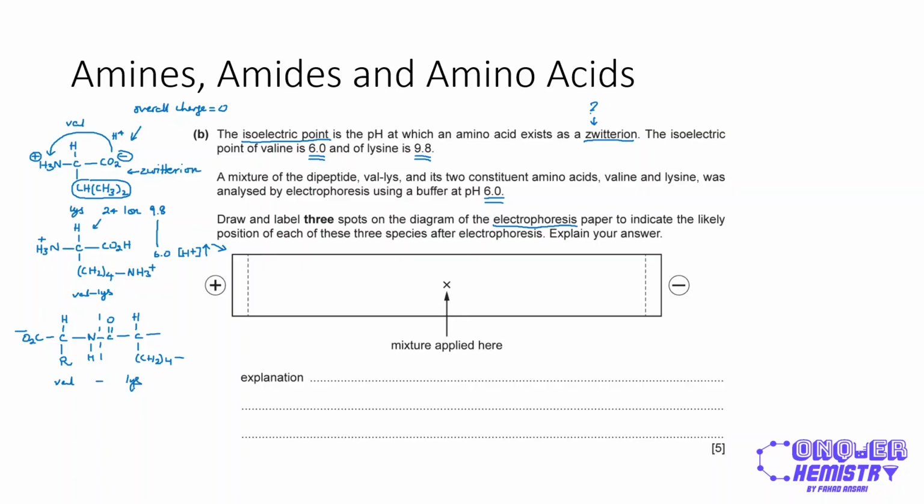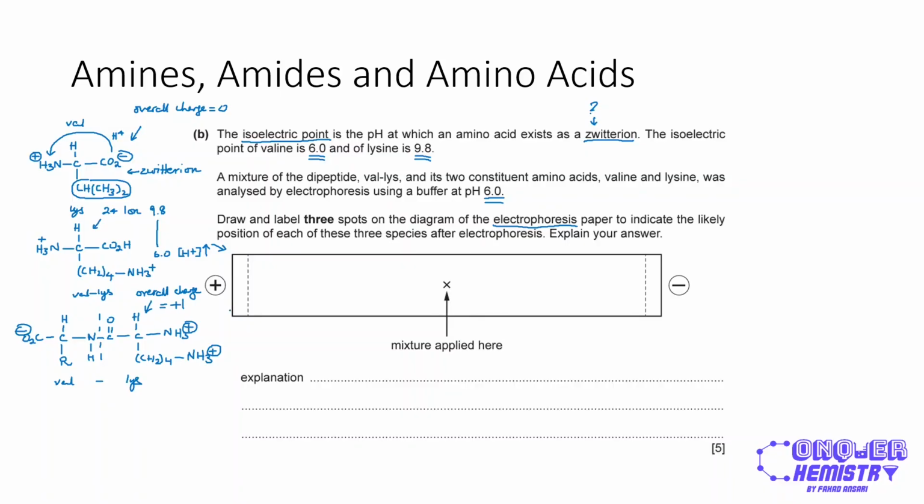Now for the lysine part, we're going to have the lysine existing in the form that it exists as when it's on its own in a buffer of pH 6.0, when its isoelectric point is 9.8. The basic groups will have gained H+, so this becomes NH3 positive, this becomes NH3 positive, and so you have two positive charges and one negative charge, and so the overall charge is +1, right?